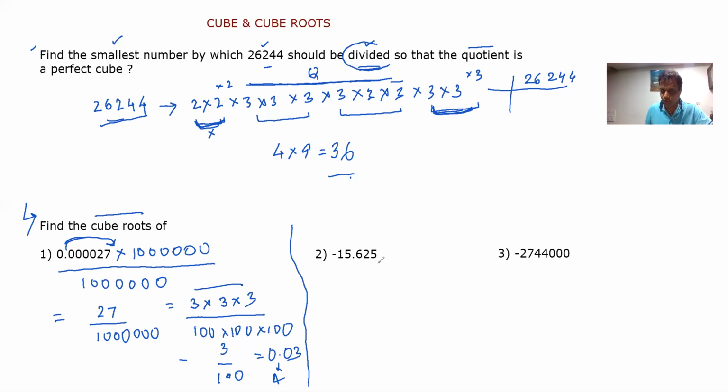Minus 15.625. The moment I see a decimal, I have to make it a decimal fraction. Minus doesn't change the answer. Even if you forget the minus for a minute and only find the cube root of this number, in the end you can put a minus, or you can continue taking the minus along.